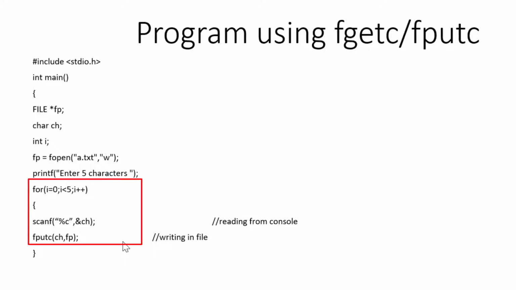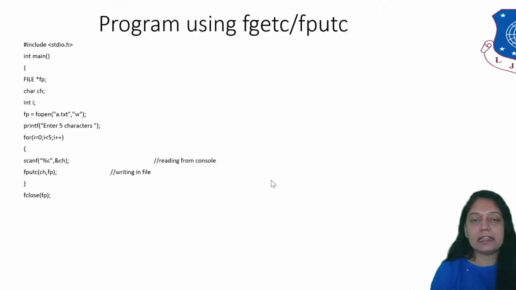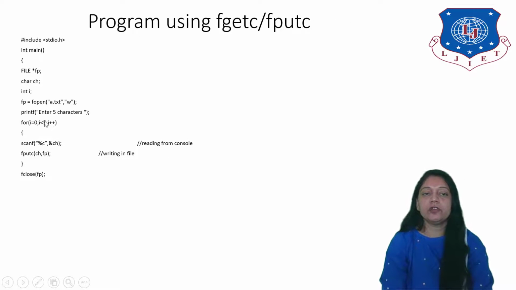Okay, so this loop will be executed 5 times and 5 characters you need to take from the console, and all these 5 characters will be written one by one using the fputc function inside the file. As I said, it's a good practice: after opening the file, close the file. So for closing the file, we'll write fclose(fp).